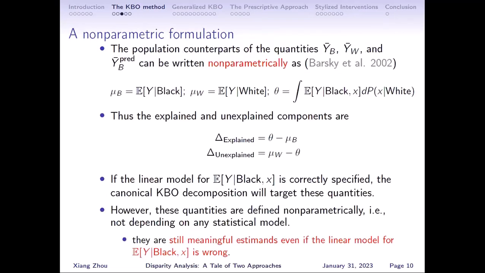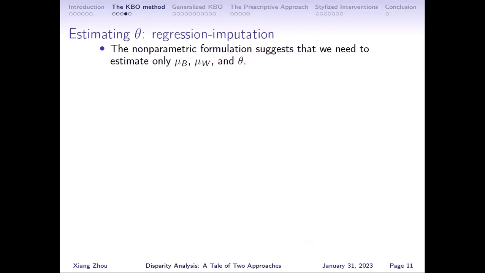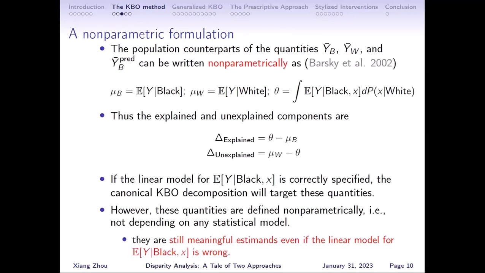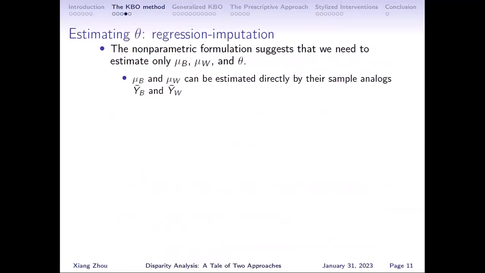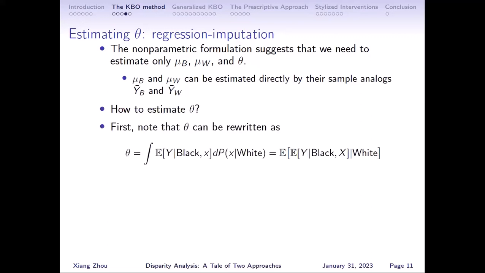And this non-parametric formulation also opens the way to a range of different estimation strategies. Right? First, we could try to estimate theta using regression imputation. So from the non-parametric formulation, we can see we only need to estimate these population means for each racial group and this theta parameter. Right? So the mu parameters can be estimated directly using their sample analogs, using sample means. Right? So how do we estimate theta? First, we note theta can be rewritten as an iterated expectation, right?